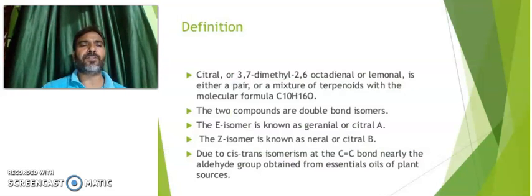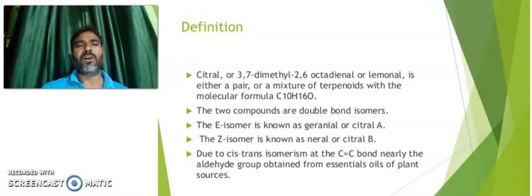So what is the definition of Citral? You know, Citral is a terpenoid, 3,7-dimethyl-2,6-octadienal or lemonal, either a pair or a mixture of terpenoids with the molecular formula C10H16O. The two compounds are double bond isomers. The E isomer is known as geranial or Citral A. The Z isomer is known as neral or Citral B, due to cis-trans isomerism at the carbon double bond near the aldehyde group, obtained from essential oil of plant sources.